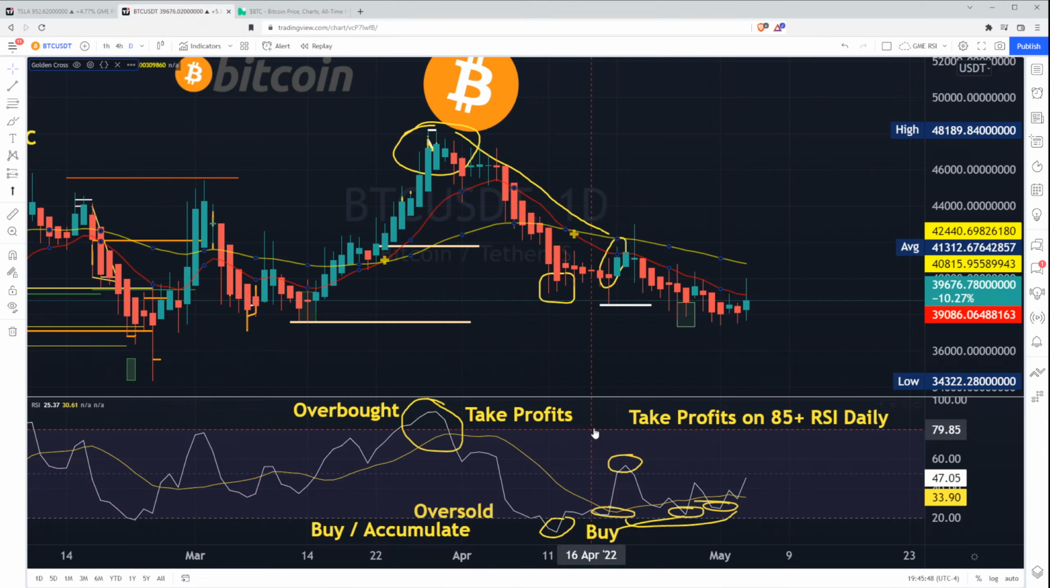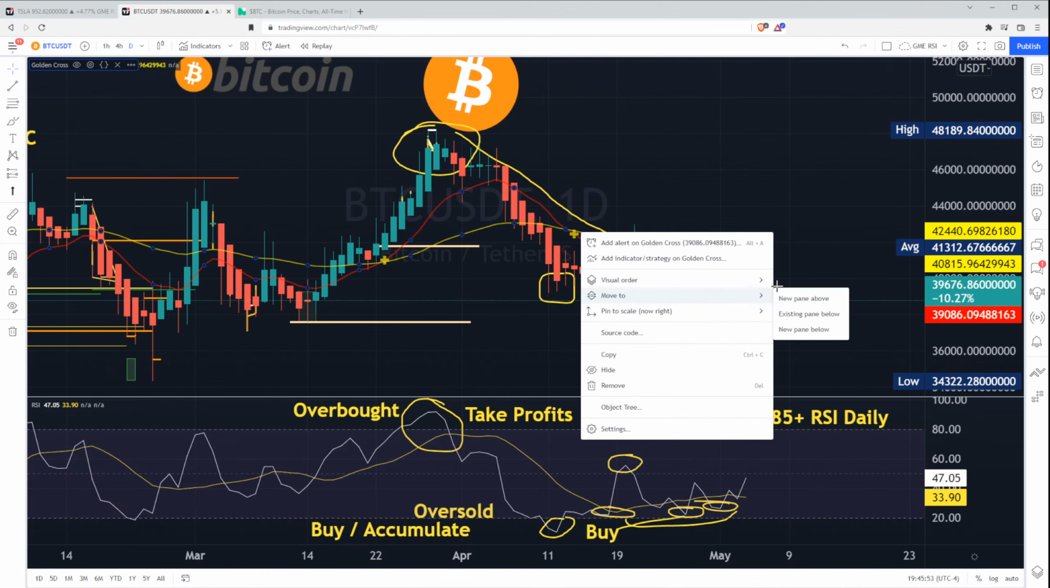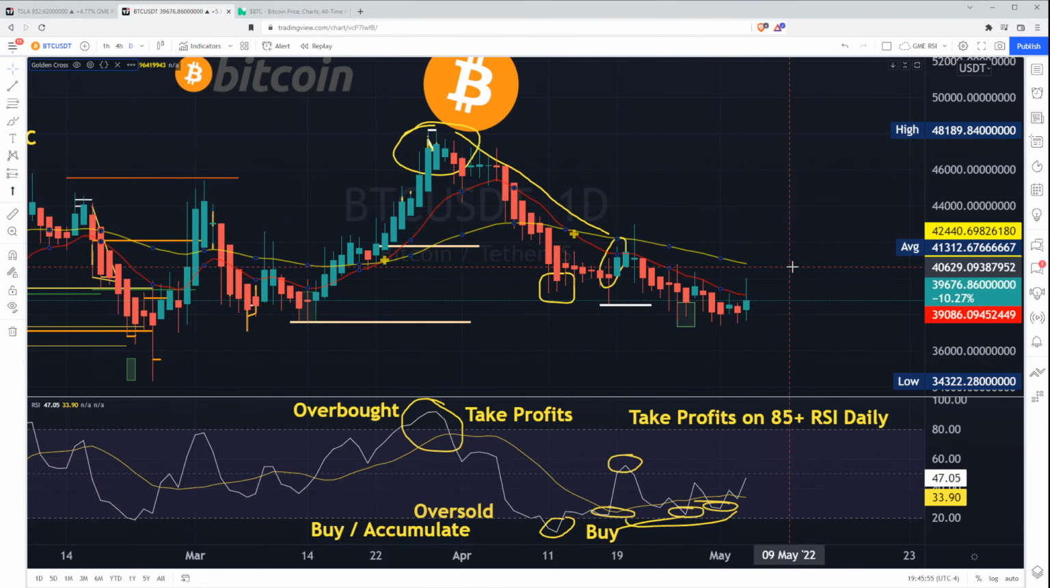And here's something you have to do for the Golden Cross. You have to right click, visual order, bring to front, because sometimes a big candle can hide your Golden Cross or Death Cross. But once you learn how to use the indicators, you're going to understand where they're coming from.